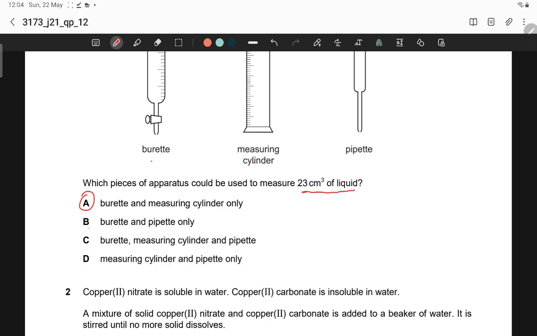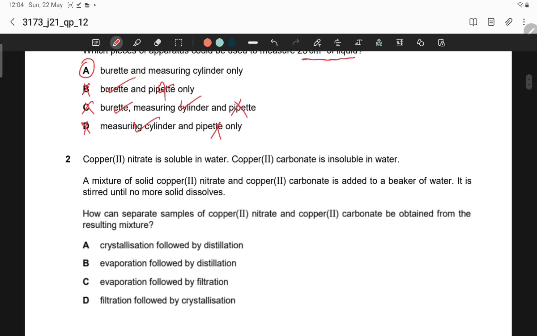Burette and pipette only, this is not correct. Burette, measuring cylinder and pipette cannot. Pipette cannot, burette can be. Measuring cylinder and burette can be. Measuring cylinder and pipette only: the measuring cylinder can be used but the pipette cannot. So option A is correct.